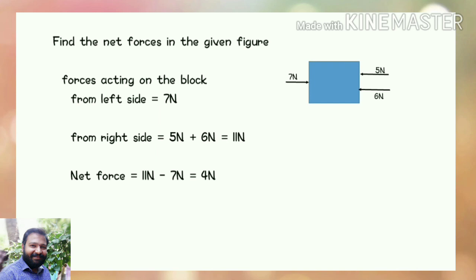Net force is nothing but the difference between the forces from the left side and right side along the horizontal direction. Here left side 7 newtons, right side 11 newtons. So 11 minus 7. Okay, so we have to choose the big value first. 11 is the big one. So 11 newtons minus 7 newtons equals 4 newtons. So practice a number of varieties of problems, then we can solve them easily. Thank you.